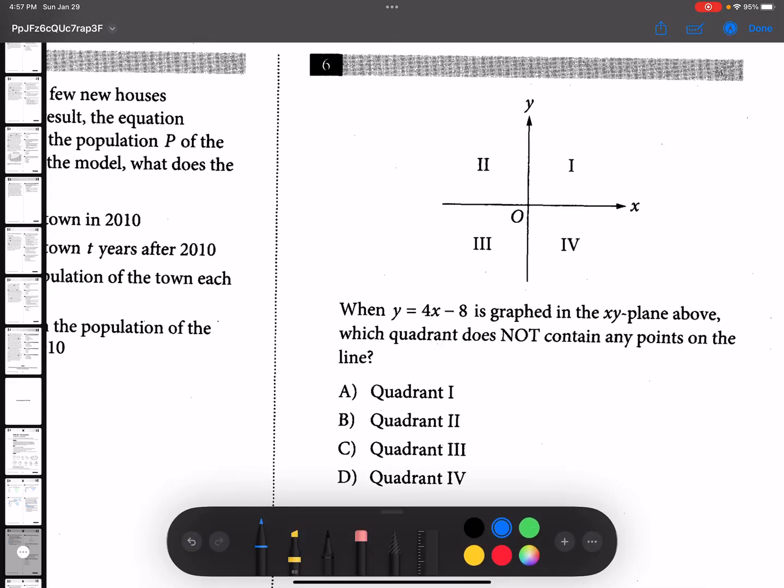Okay. When y is equal to 4x, and the graph is in the xy plane, which quadrant does not contain any points on the line? So negative 8 is somewhere down here. Because we have a positive slope, we're going up, right, up, right, up, right, or we're going down, left, down, left. So that means it covers the third quadrant, the first quadrant, and the fourth quadrant. The only quadrant it does not cover, as it asks, is the second. So our answer is B.